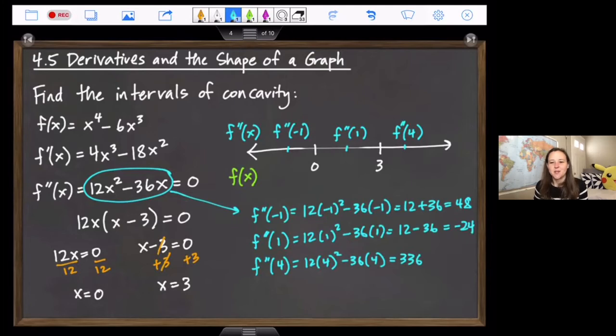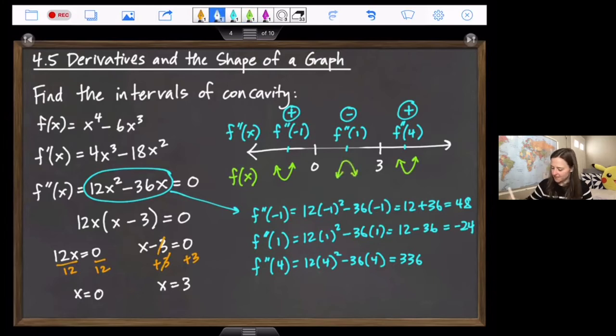All right, so we got something positive in this region. We got something negative in this region and something positive over here on the right. So again, because this is the second derivative, these things are going to tell us about concavity. So any place where the second derivative is positive, we're going to be concave up like a cup. So that's going to be in this region. And then in the middle where we had negative second derivative, we're going to be concave down like a frown.